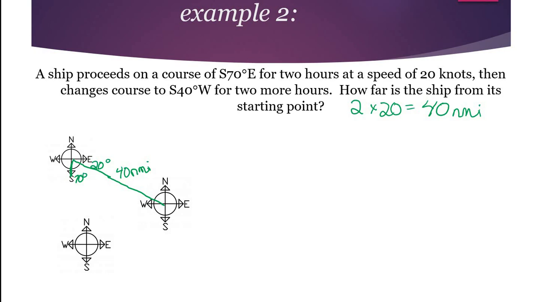Now again, because of alternate interior parallel lines, we know that this is 20 degrees made with the west, and this is 70 degrees. It all depends which ones are going to be useful. I usually tend to erase them if I find out they're not going to be part of my triangle or they'll confuse things. All right, so then we change course and we go south 40 degrees west.